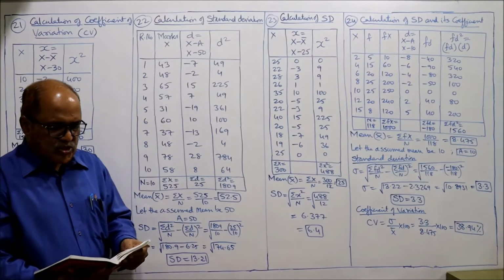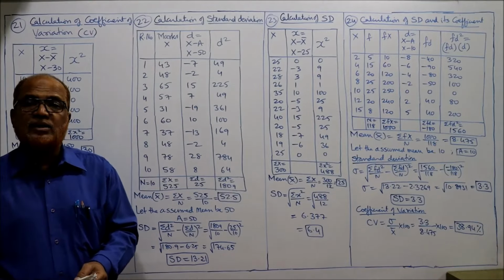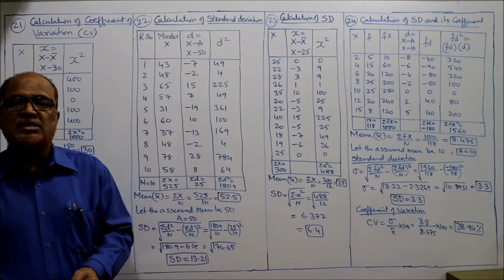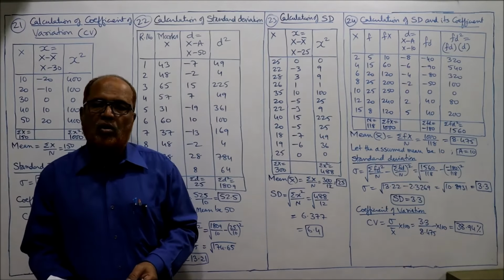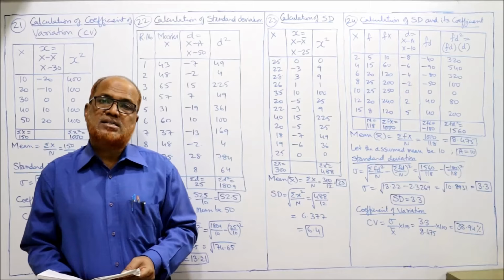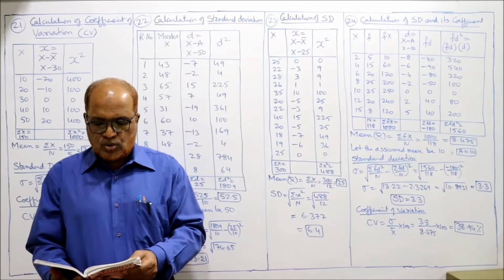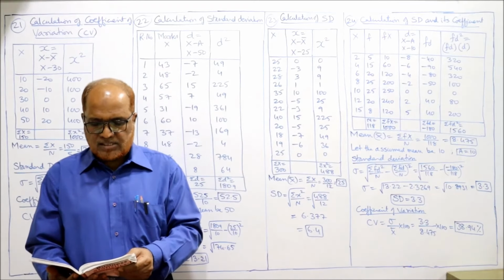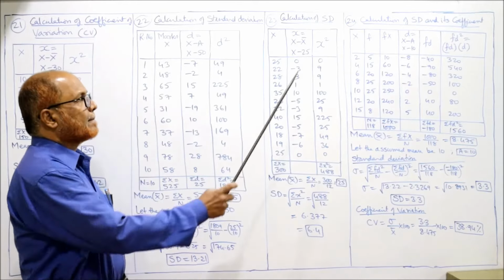24th problem. Calculate standard deviation and its coefficient from the following data. X values are given, frequencies are given. ये problem discrete series का है. Last 3-4 problems we have done only on individual series, but now it is a discrete series and we are required to calculate standard deviation. X values 2, 4, 6, 8 and frequencies are 5, 15, 20, 25. It's a discrete series.